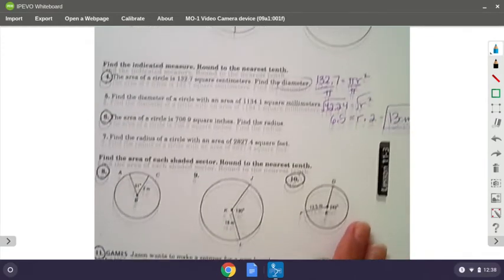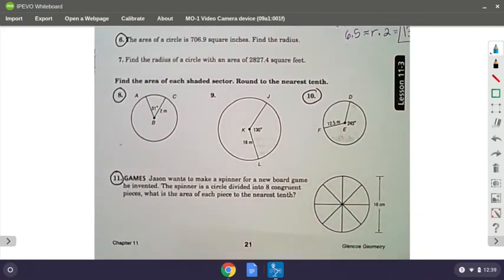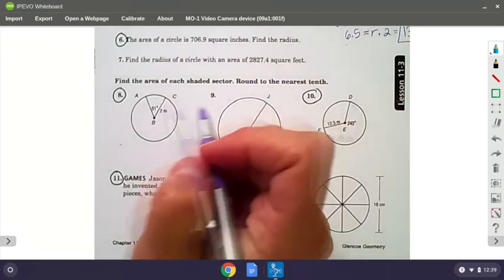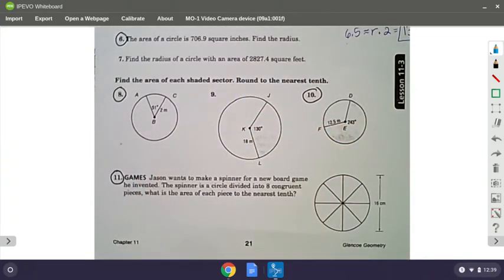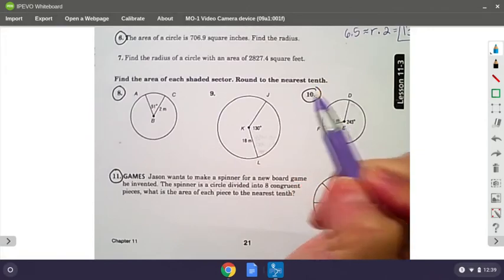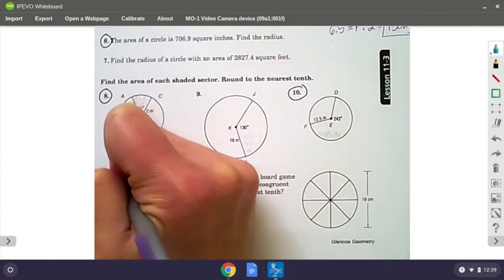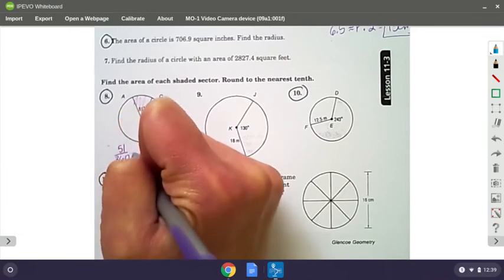I'm going to do one of the sector ones. So 8, 10, and 11 are all sector problems. So I'll do one of these for you. I'll do number 8. So remember, on the formula sheet, the area of the sector is the angle measure. Oh, it says shaded region. I think this is supposed to be shaded. So it's the angle measure, 51 over 360 times the area.